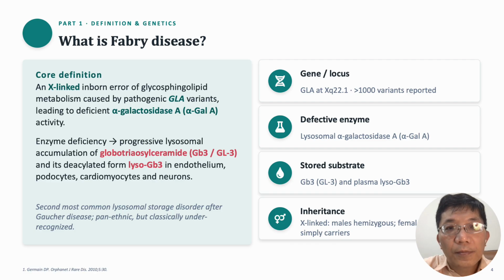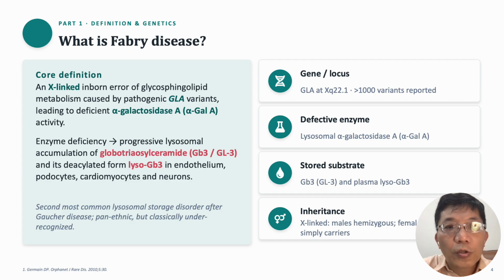Fabry disease is an X-linked inborn error of metabolism. The GLA gene on the X chromosome encodes the lysosomal enzyme alpha-galactosidase A. When the enzyme is deficient, its substrate GB3, or GL3, accumulates progressively inside the lysosome throughout the body, particularly in vascular endothelium, kidney podocytes, cardiomyocytes, and neurons. The deacylated water-soluble form, lyso-GB3, circulates in plasma and is both toxic and a very useful biomarker, as we will see.